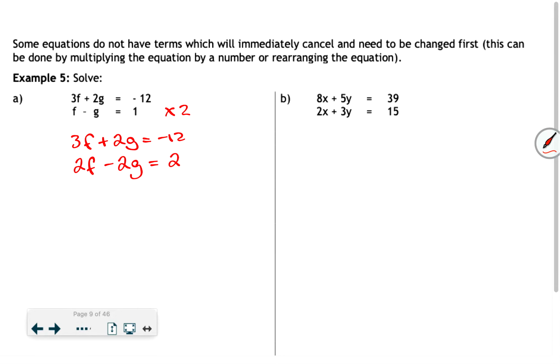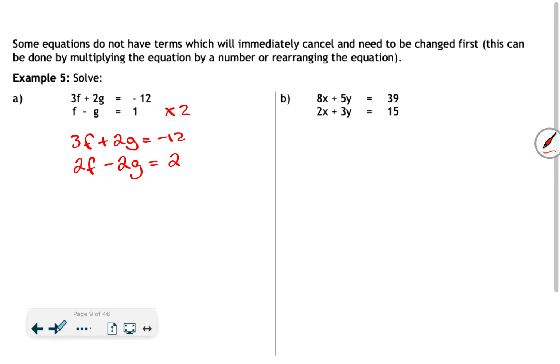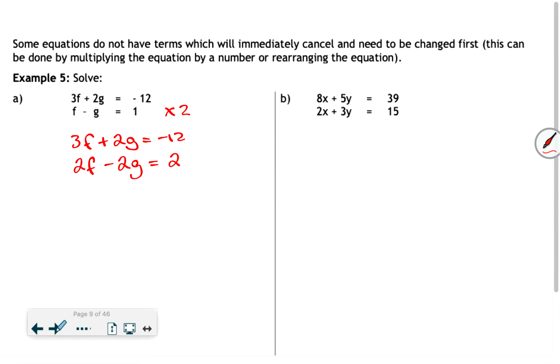Now I can apply the same logic that I learned in this diagram. I want to eliminate the g's. Well, I've got a plus and a minus, so the signs are different. If the signs are different, then I'm going to add. So I'm going to add these two equations together. 3f plus 2f gives me 5f. 2g plus minus 2g cancels out. Minus 12 plus 2 gives me minus 10.